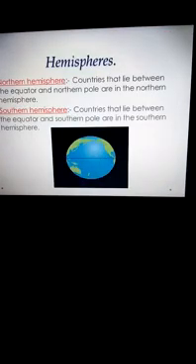As we know, we have two hemispheres. Countries that lie between the equator and the North Pole of the Earth are in the northern hemisphere, and countries that lie between the equator and the South Pole are in the southern hemisphere.